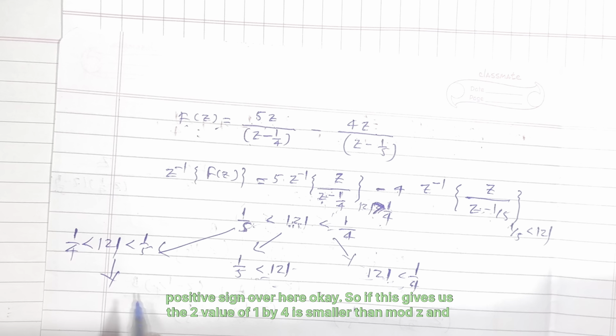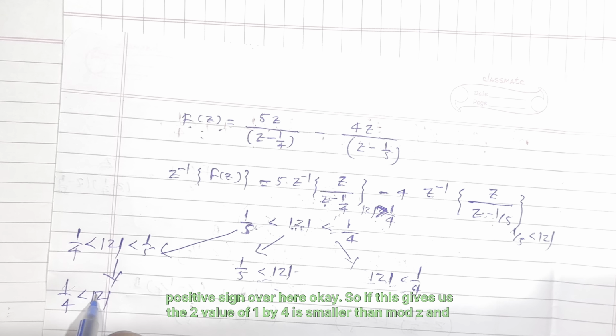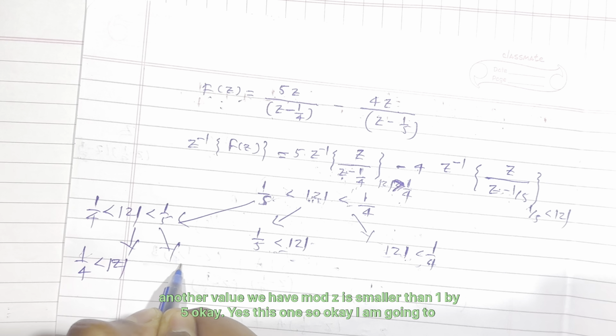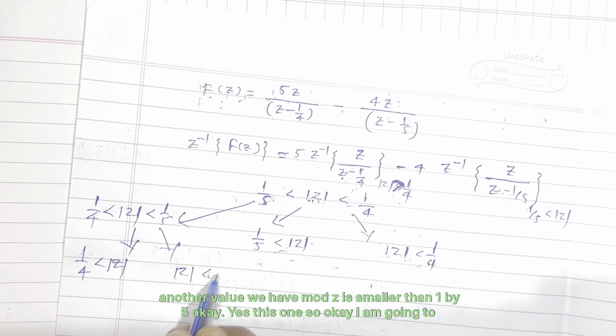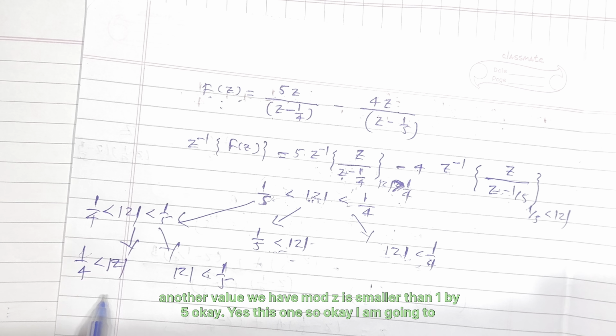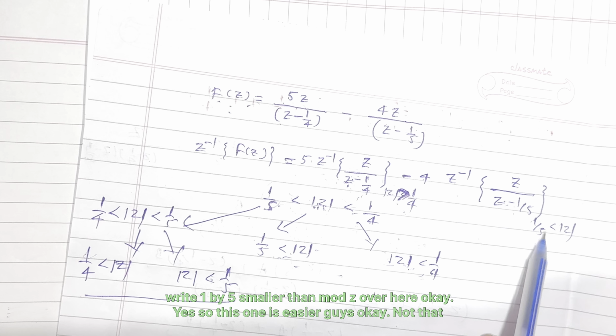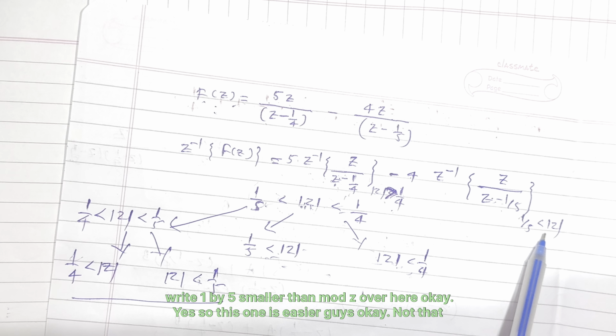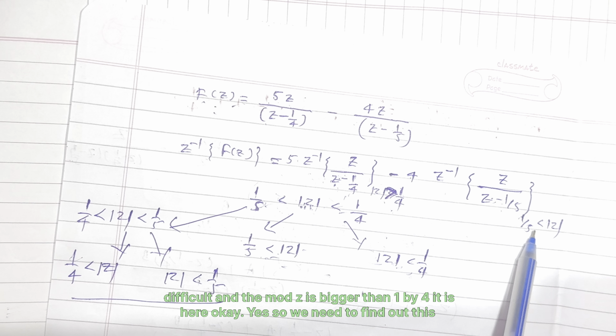So this gives us two values: 1 by 4 is smaller than mod z, and the other value is mod z is smaller than 1 by 5. Okay, I'm going to write 1 by 5 smaller than mod z over here. This one is way easier, guys, not that difficult, and mod z is bigger than 1 by 4 here.